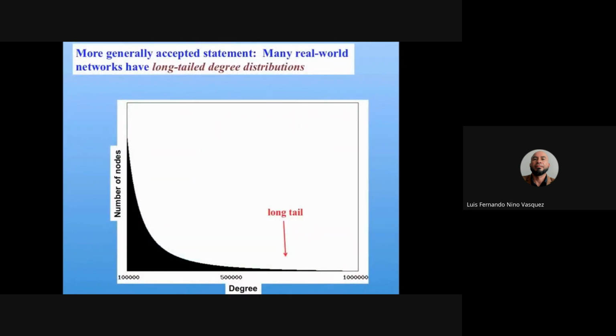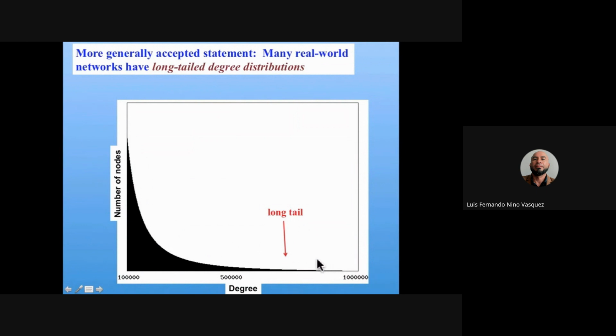But in general, what most people do accept is that most real-world networks probably have long-tailed degree distributions, where long tail just means that it has this kind of shape, with many nodes having relatively low degree compared to the number of nodes that have high degree. And this is called a tail of a distribution in probability theory, because it kind of looks like a tail. This is sort of the body, and this is the tail. And this is called a long-tailed distribution because this tail keeps going on and on and on.